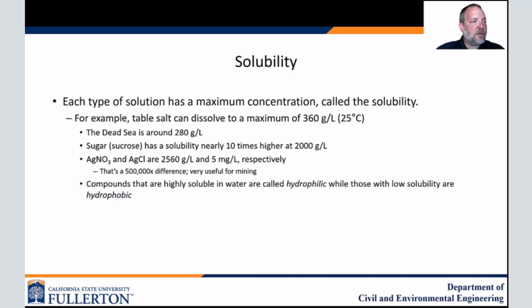Silver nitrate and silver chloride, you can see the bullet point there, are of special interest to us because the nitrate version, silver nitrate, is extremely soluble, 2,500 grams per liter, whereas the chloride version is extremely insoluble, only 5 milligrams per liter. And that is actually used for mining.